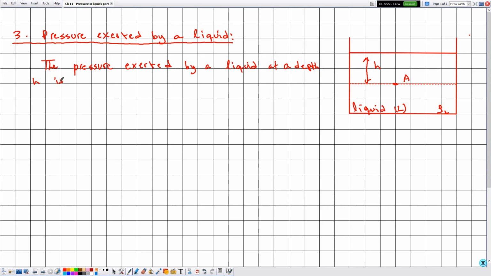It is given by, let me make it clear here that h represents the depth. This is h. So we can denote this pressure to be PL, or P for short. This pressure is equal to the density of the liquid multiplied by G multiplied by H.